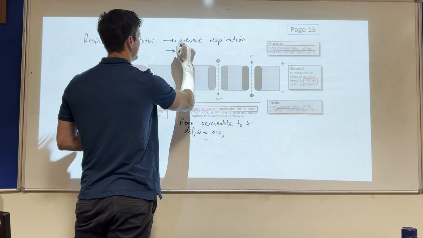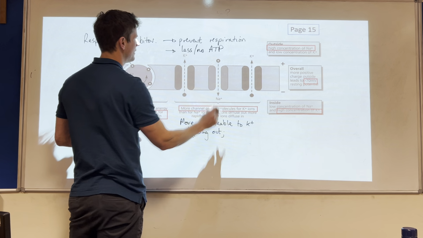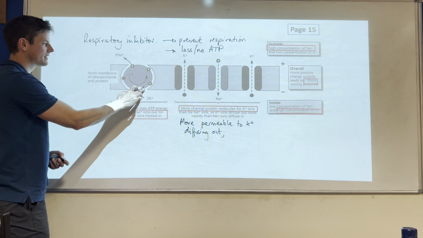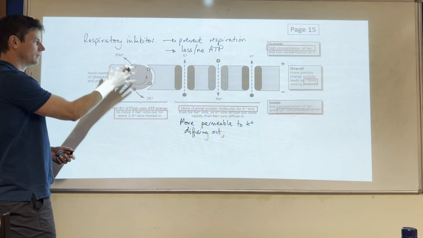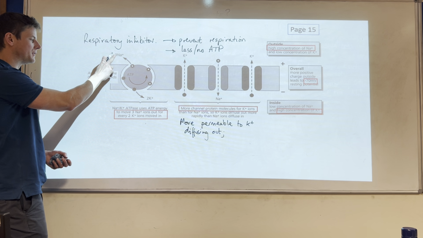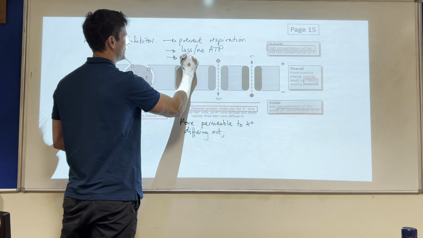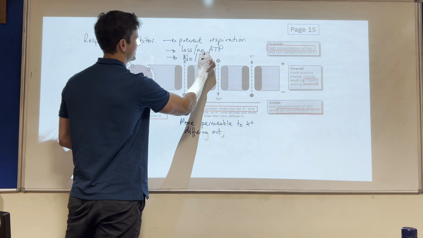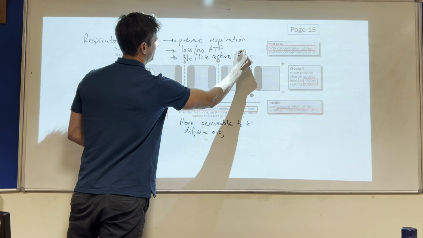Therefore, there will be less or no ATP, and in this instance, less or no ATP means that the sodium-potassium pump is unable to do the first step. It's unable to move 3 sodium ions out and 2 potassium ions in. So there will be no or less active transport.